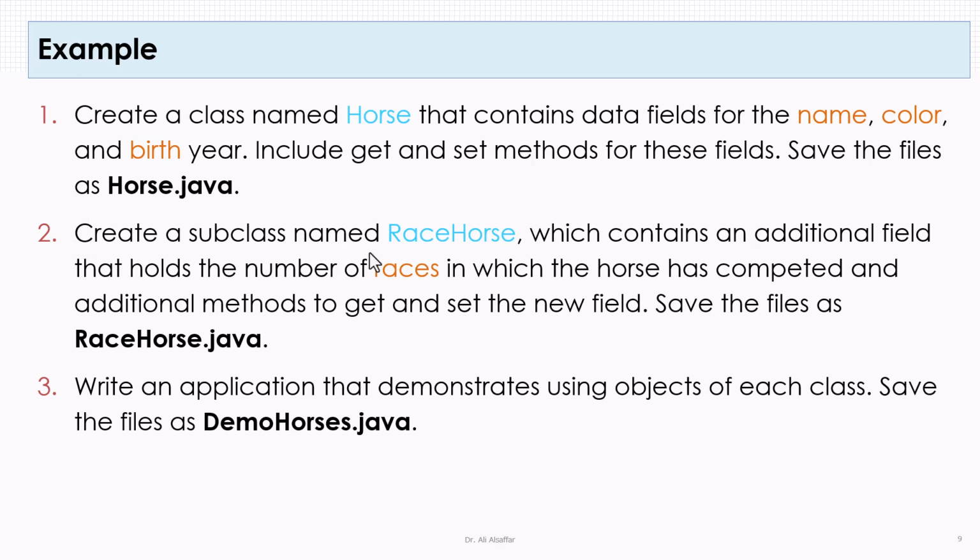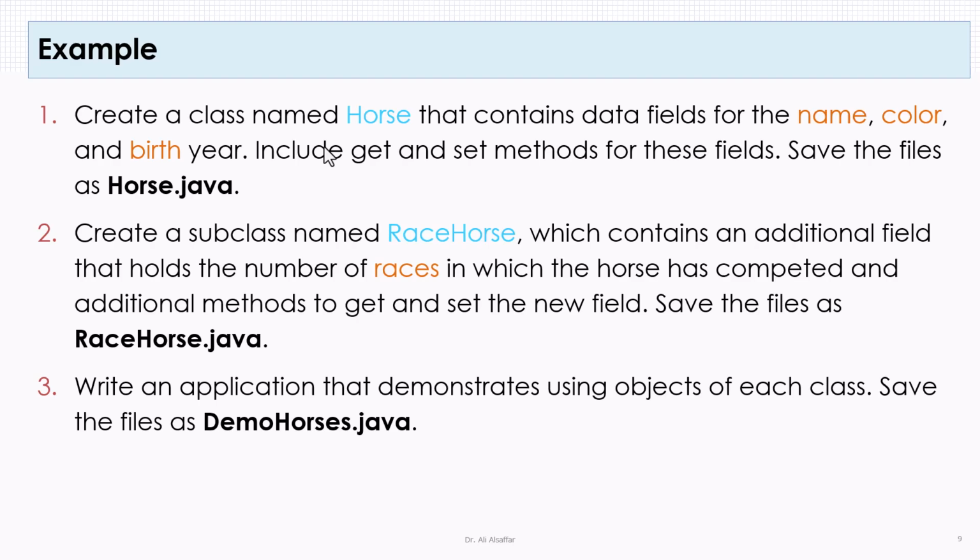Create a subclass. And in step 3, we want to write an application that demonstrates using an object of each class. So let us start. Step 1, we want to create a class named horse that contains the general information for horses, which are name, color, and birth year. Also, we want to include getters and setters for all of these fields and save the file as horse.java.